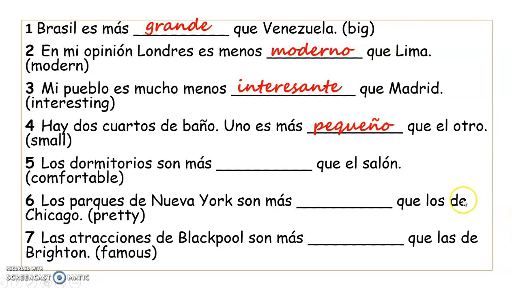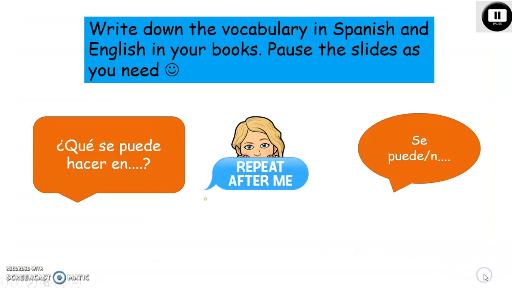5, los dormitorios son más cómodos que el salón. The bedrooms are more comfortable than the living room. 6, los parques de Nueva York son más bonitos que los de Chicago. The parks in New York are prettier than the ones in Chicago. Y 7, las atracciones de Blackpool son más famosas que las de Brighton. The attractions in Blackpool are more famous than the ones in Brighton. See again how we are keeping our agreement.